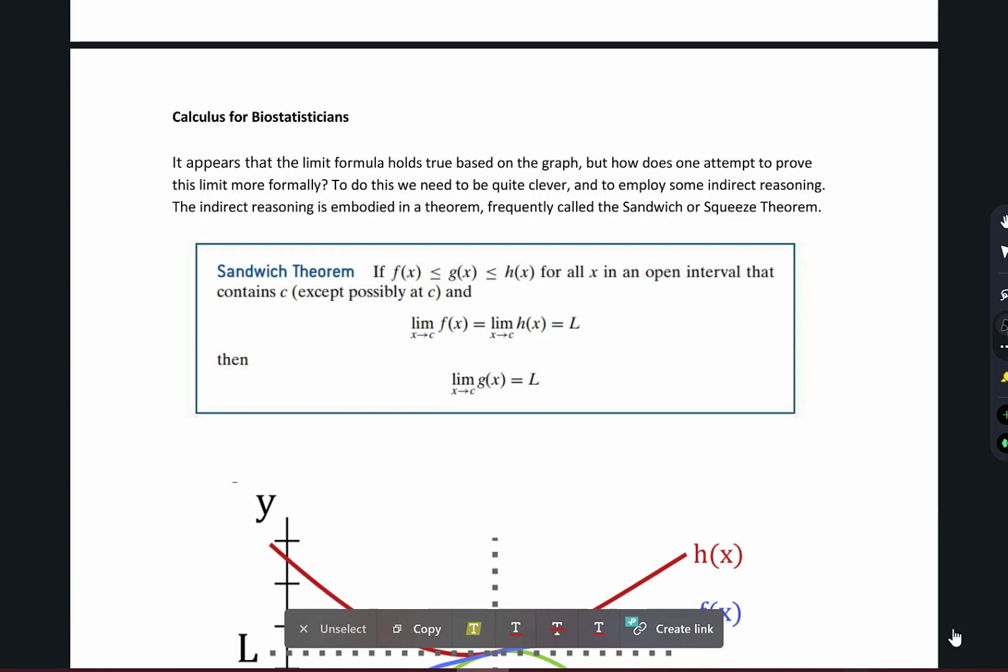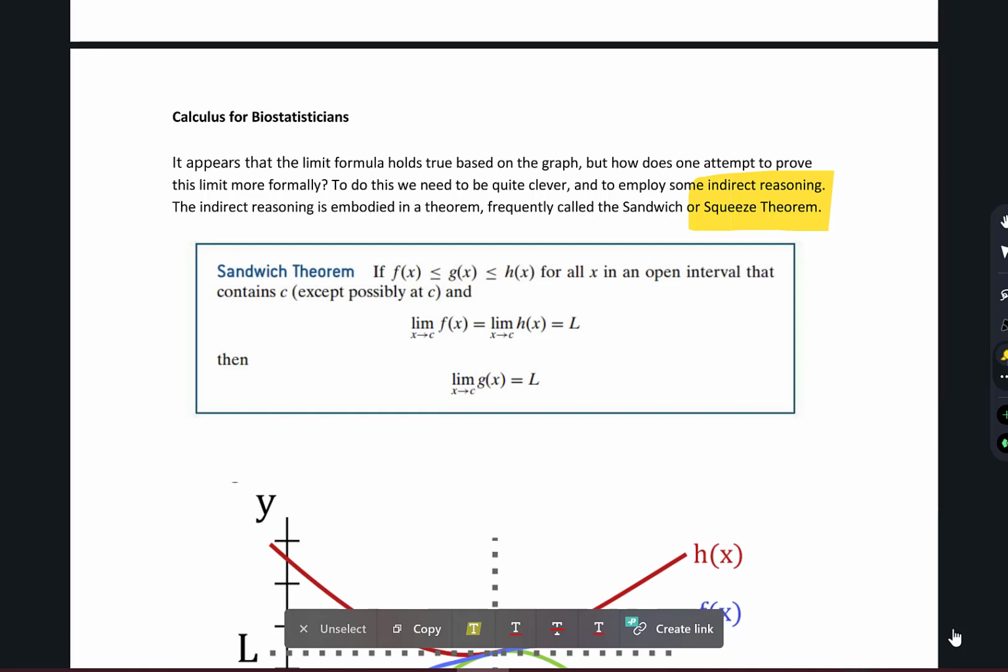And so to do this, we have to be kind of clever, because we can't actually work with the function itself. Instead, what we do is we're going to employ what is called the sandwich, or also known as the squeeze theorem. So your book is going to call this the sandwich theorem, but if you look it up online, it'll often be called the squeeze theorem.